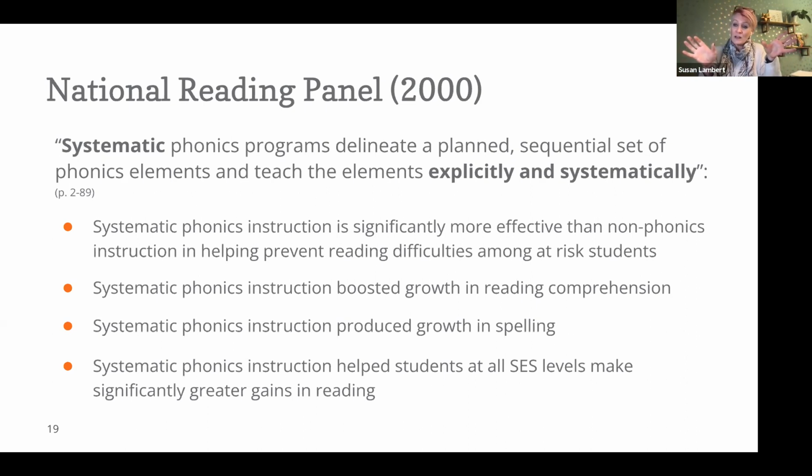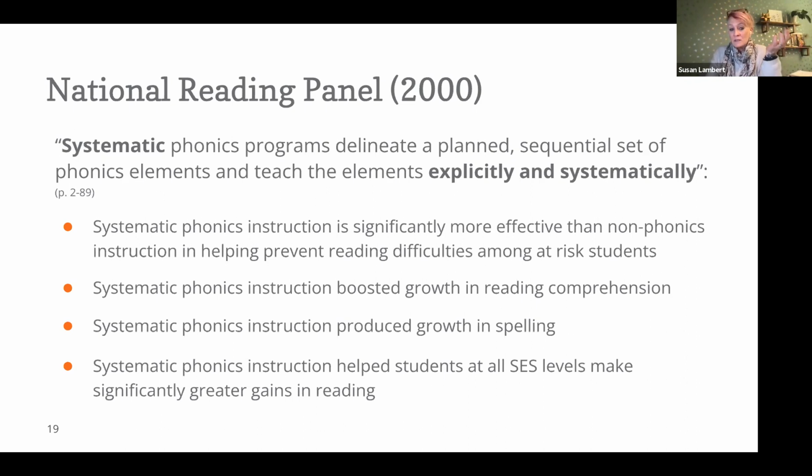Remember the simple view of reading? Language comprehension, word recognition, Scarborough's rope, they were sort of separated. Here's the thing. If you can't read the words on the page, you can't get to reading comprehension. And so we know phonics instruction is a big indicator of how well kids can do in reading comprehension. And systematic phonics also produced growth in spelling. Remember what I said about the word cat? If I know how to deconstruct that word into its sound parts, k, at, I can spell that word, right? I can represent that word on paper.